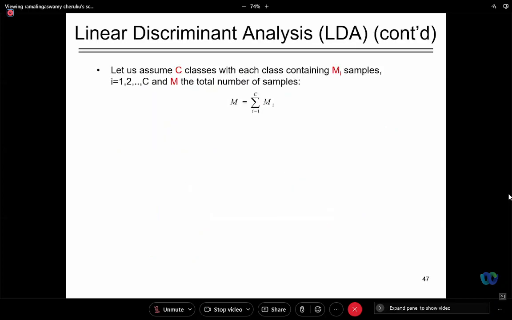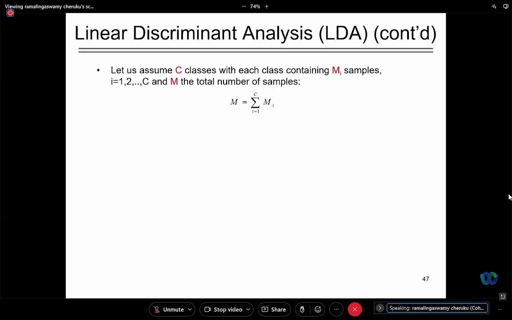Now let us study LDA, linear discriminant analysis. LDA is also used for classification, because it projects the data so that we can easily classify the data. Hence, we can also use LDA as a classifier, one of the classifiers. Right. So now let's study this linear discriminant analysis.